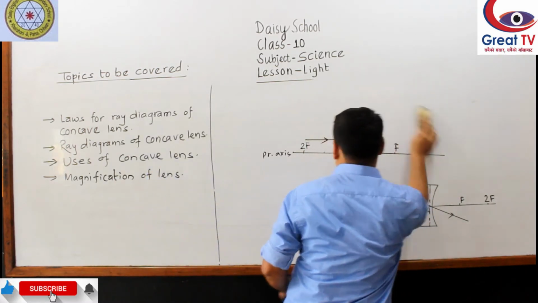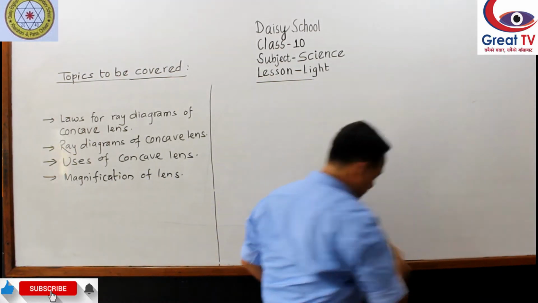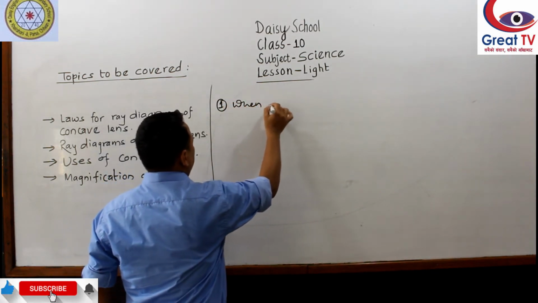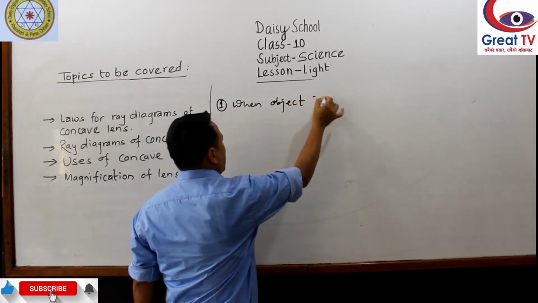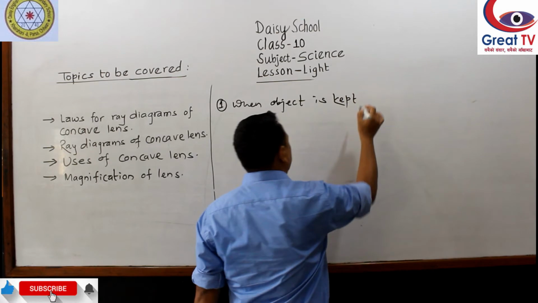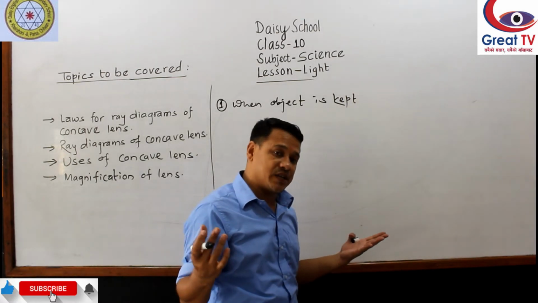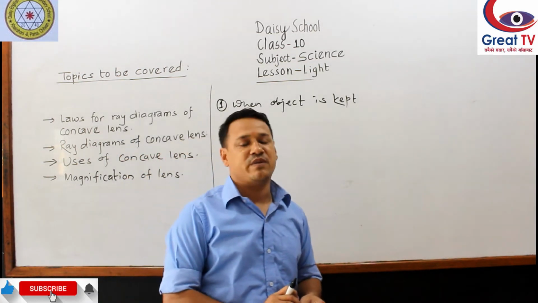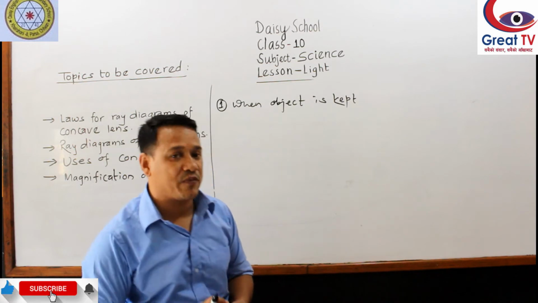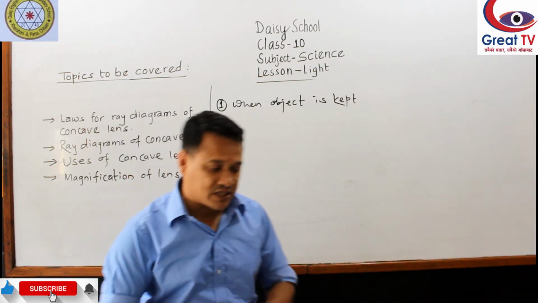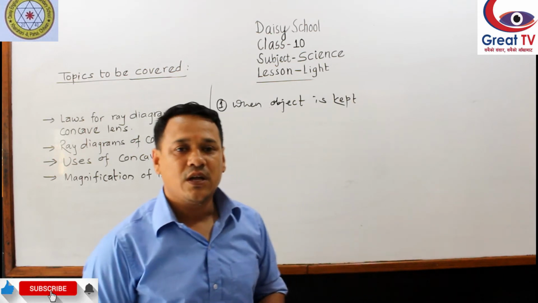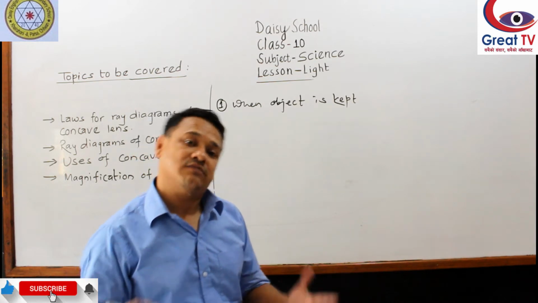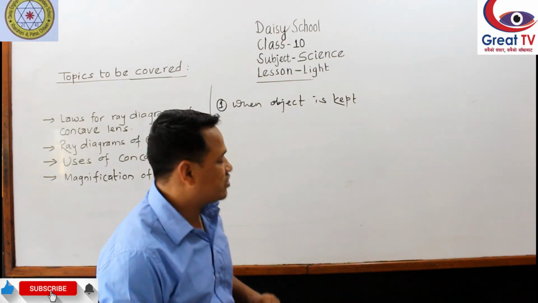So, first one, when the object is kept anywhere. In concave lens, you can keep the object anywhere, but the position of image and size of image will be the same. That's why we draw a single ray diagram of concave lens. Whether you keep the object beyond 2F, at 2F, or between F and 2F, you find the nature, size and position of the image the same. That's why we draw a single ray diagram for this purpose.